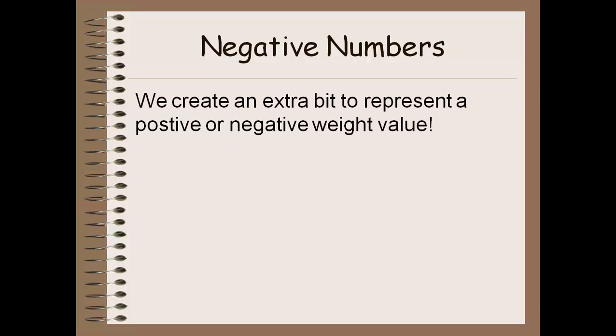Well, the answer is I'm going to have an extra bit out in front of my number that I'm going to use to represent a positive or negative value. So 0 is going to mean that my entire number is positive, and 1 is going to represent that my entire number is negative.